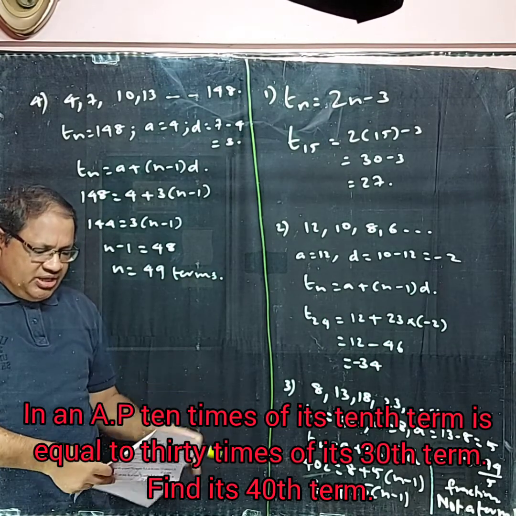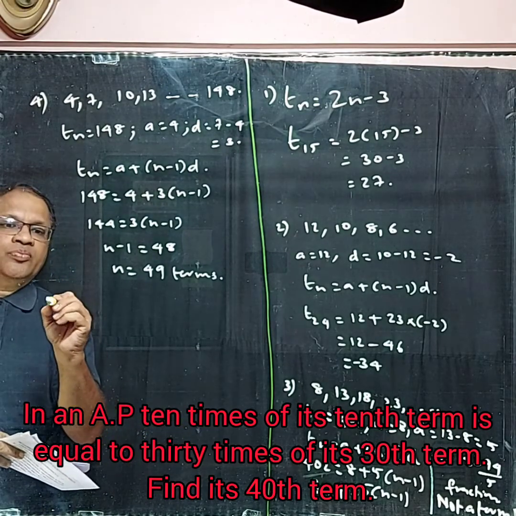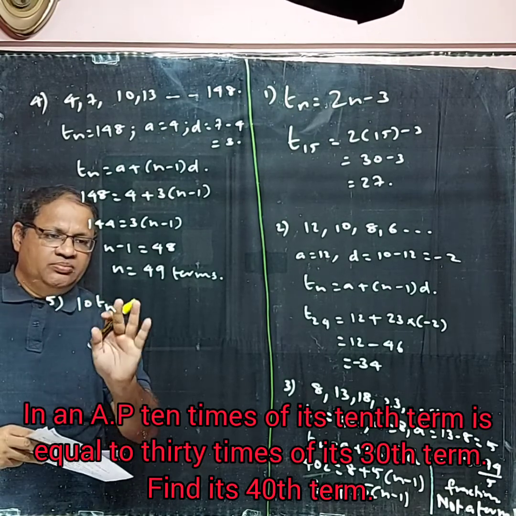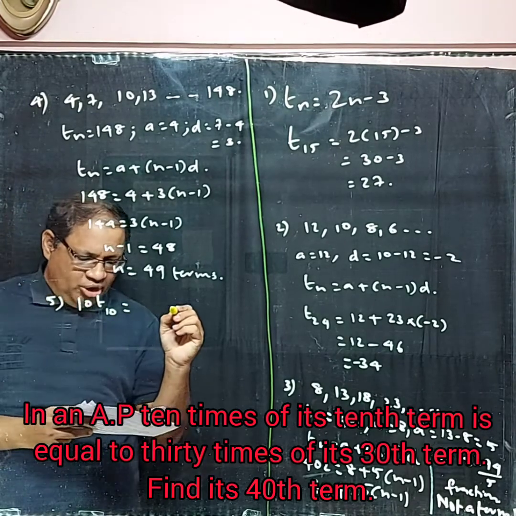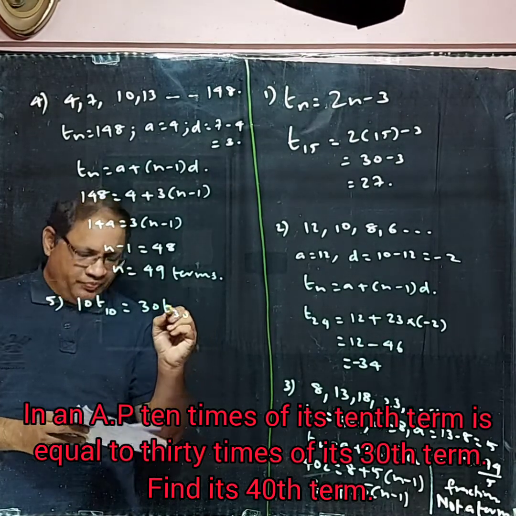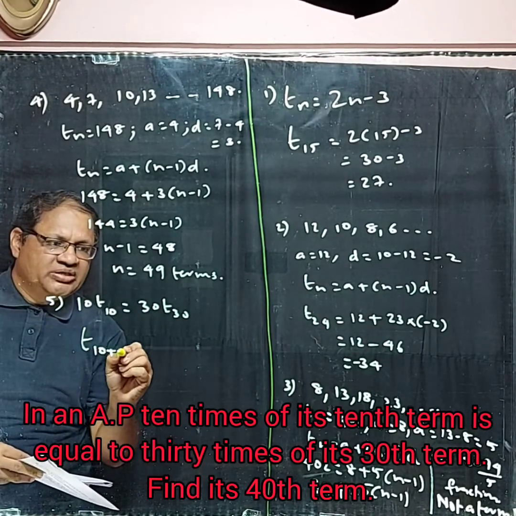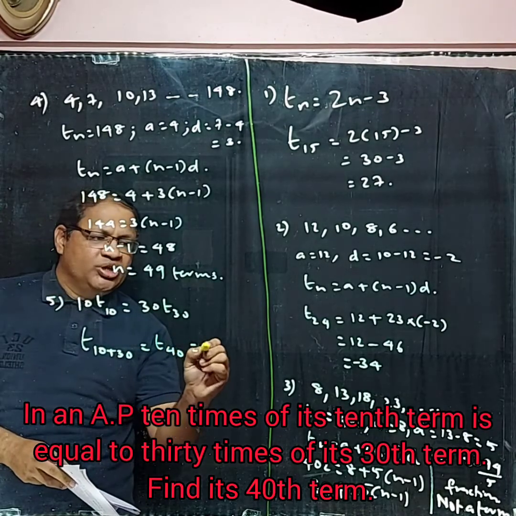Now the fifth sum says that in an AP, 10 times the 10th term is equal to 30 times the 30th term. And they are asking for the 40th term. 40 means 10 plus 30, right? So that 40th term will be 0.